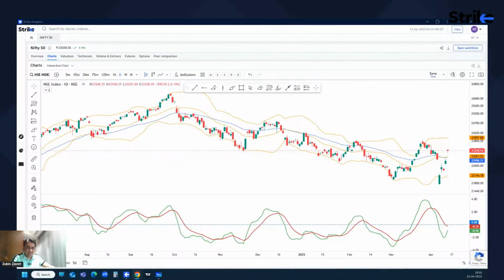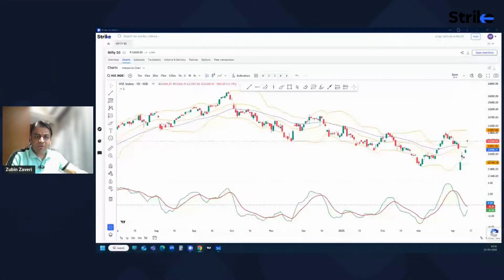Is my screen, can you all see the screen? Just a minute. Let me share the screen once again. Present, share screen. Okay, yeah. So now that's the screen over here.